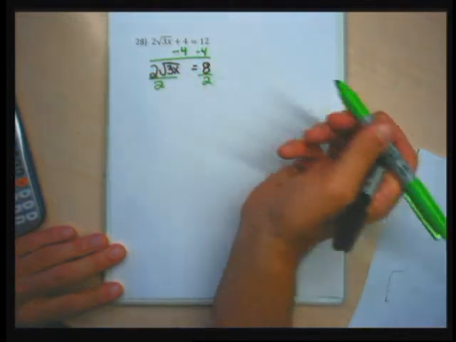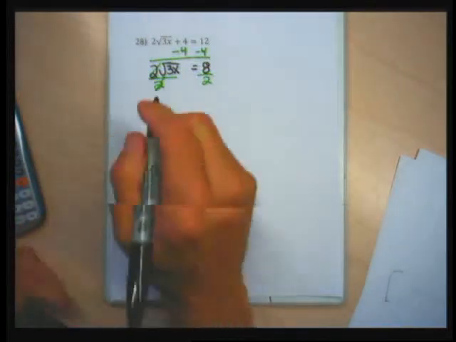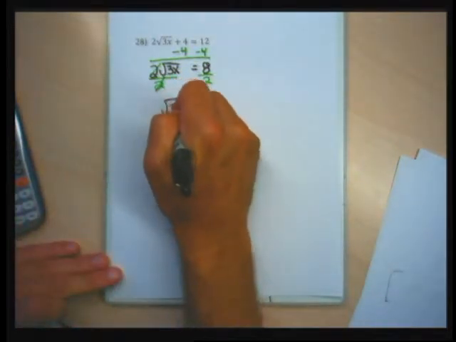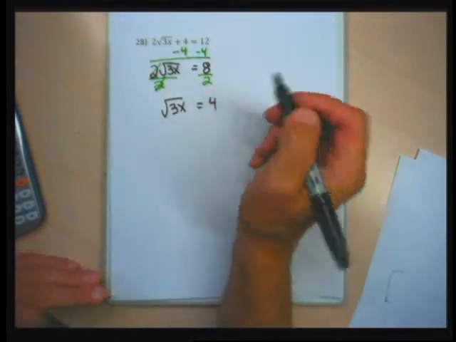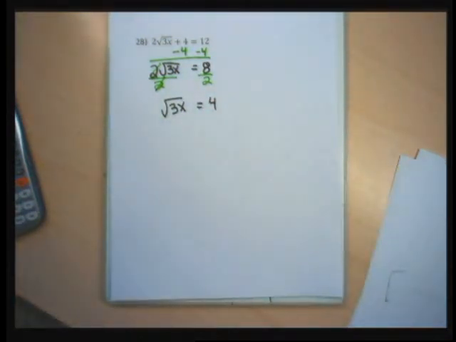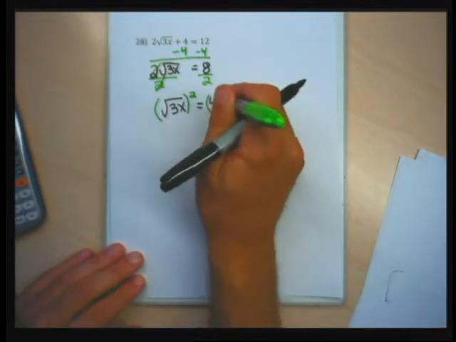Because on the left side, the 2's outside the radical, they're cancelable. Fraction is gone. I'm left with just the square root of 3x. On the right side, I have 8 over 2, which is 4. So I've done enough work to get the square root isolated. Now I can get rid of the radical by squaring both sides.